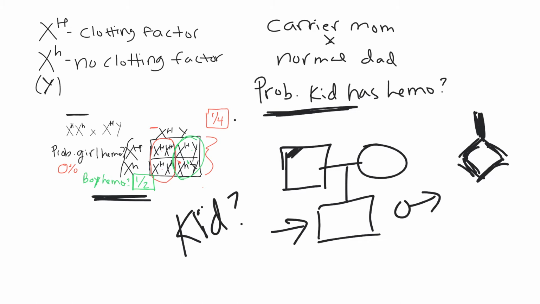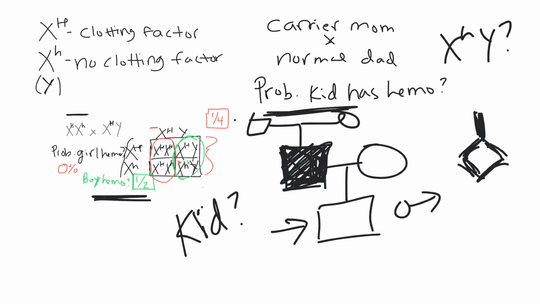Or if I have something where it's colored in, and I ask you something like, what's the probability that this male is X little h Y, and you had his parents too, you'd say, well, it's colored in, so he has the trait of hemophilia, so it's 100% probability that he has that. So that can be the case if I give you more information.